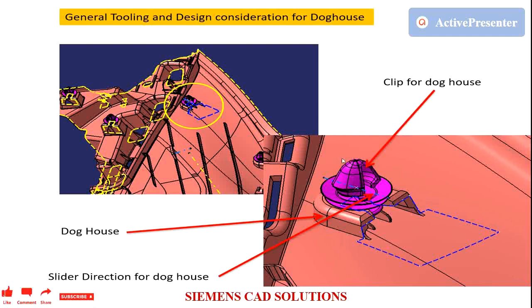So here I have taken an automotive trim part. There I have the plastic clips. The plastic clip is mounted on the doghouse. So this pink part is the clip. This brown color area is the doghouse feature. And here this blue is the slider direction for this doghouse feature.